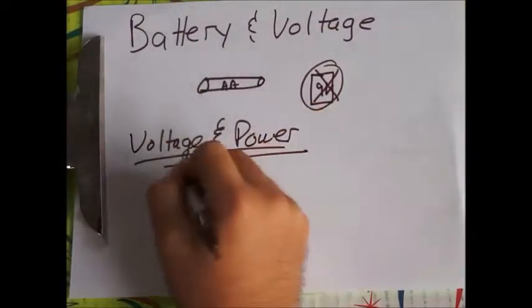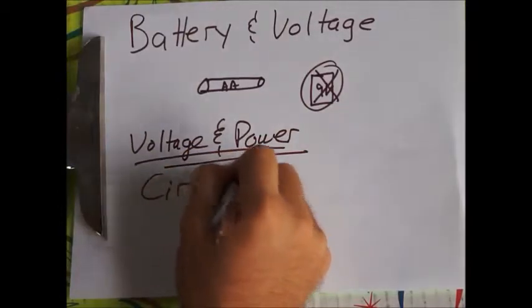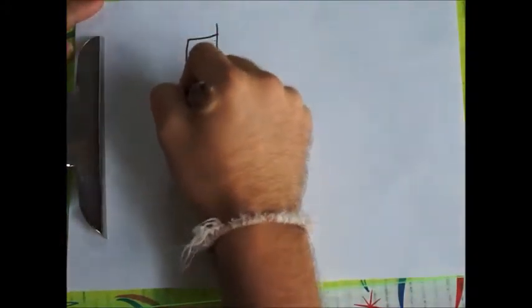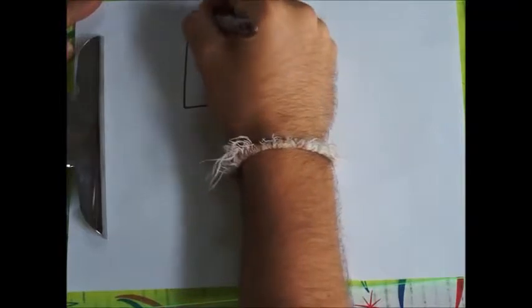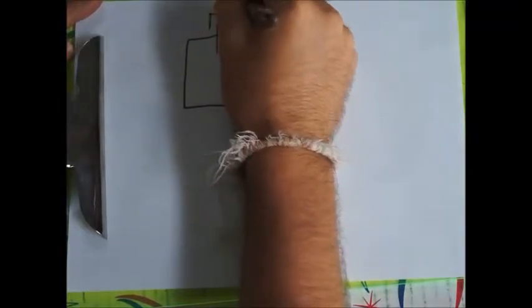Alright, so the simplest DC circuit that we can come up with has 3 parts. It has a battery, which is going to provide energy to the charge carriers. It has a resistor, which is going to take energy from the charge carriers, and it has wires, which connect the battery to the resistor.